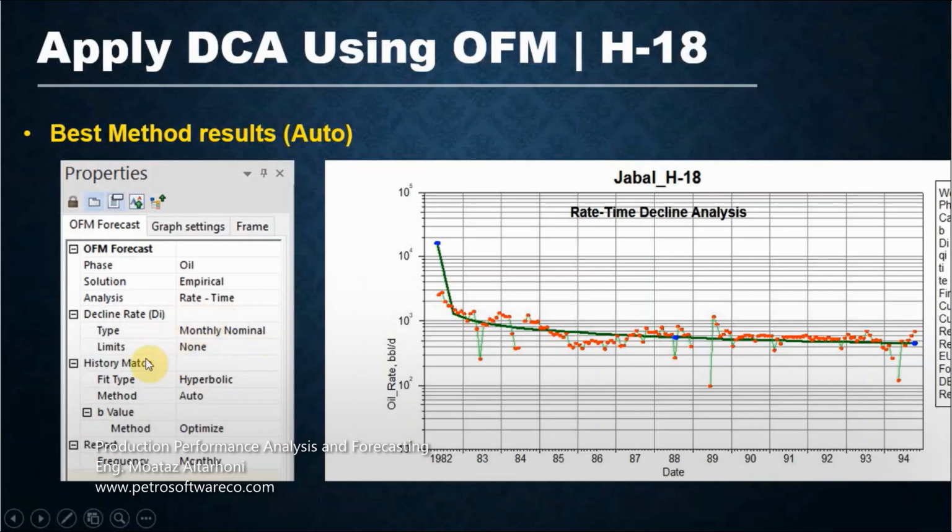And the history match, the type of decline is hyperbolic. Here we have a b value. So b value, maybe we can enter it by user, or we have a range, or it can depend on the best auto method. It depends on the best matching here. It will give us an optimum value. The result will show here, and we will see that.